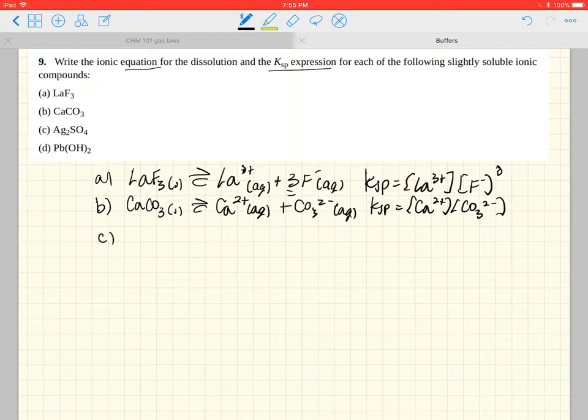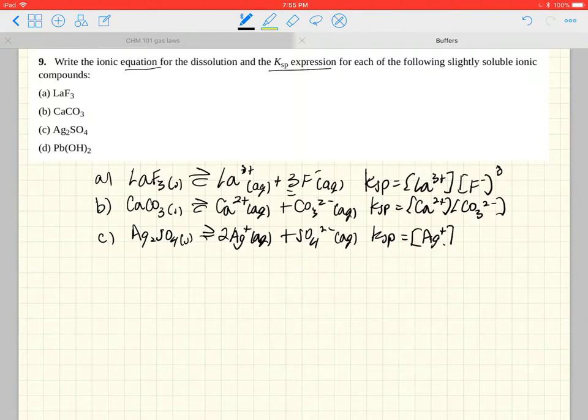For part C, we've got silver sulfate, solid, in equilibrium with 2 silver ions, and sulfate, which is a polyatomic ion. And the Ksp for that is equal to the silver ion concentration squared times the sulfate ion.